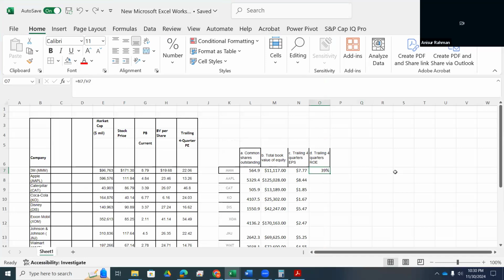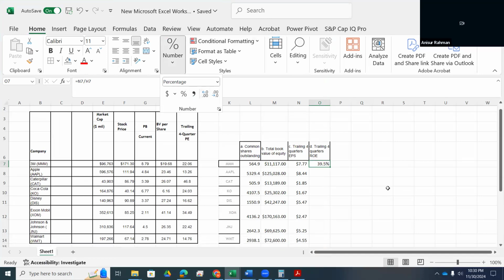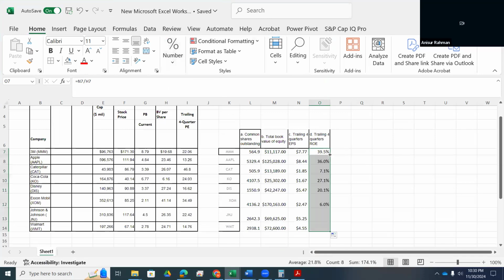So again, I'm going to undo this. This is what we had. To convert it into percent, I come here, click on percent. Now, what I can do for this one, I can just increase decimal 1. And you will have the right numbers.